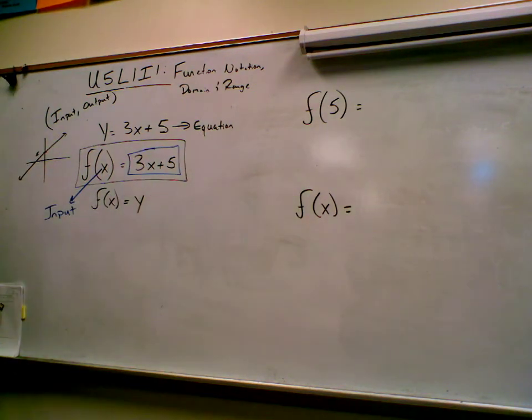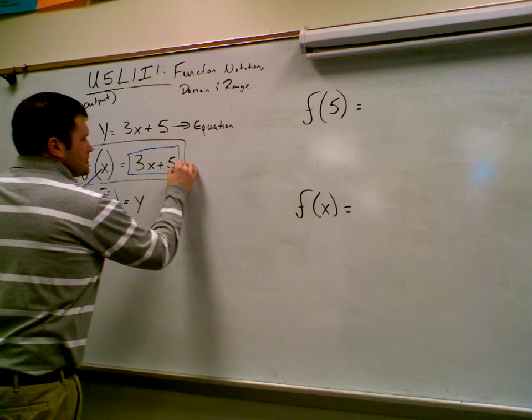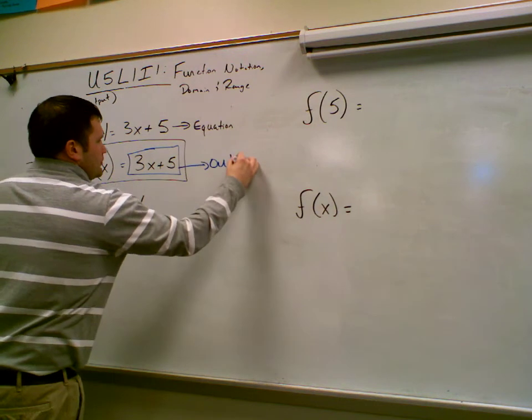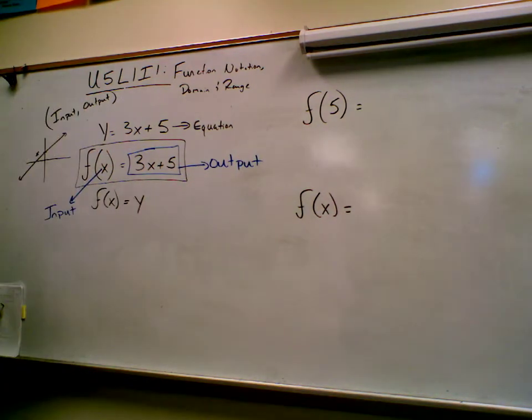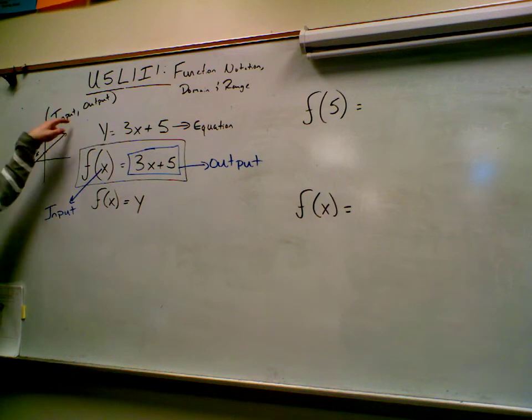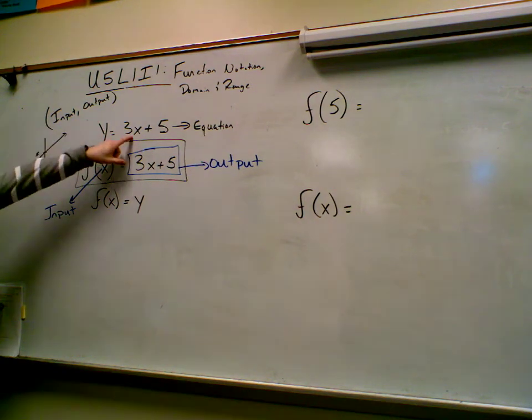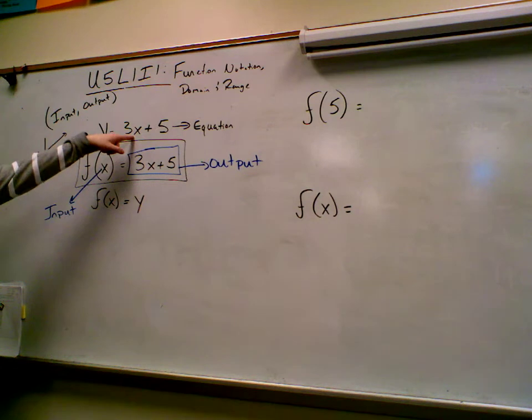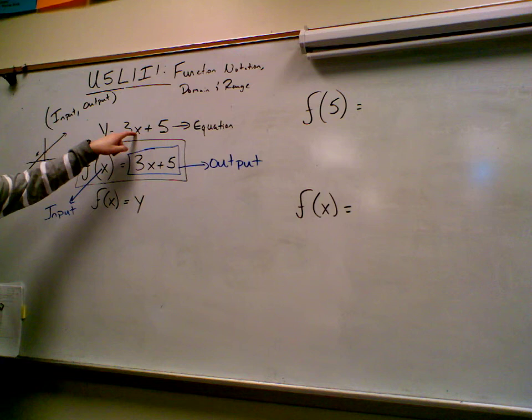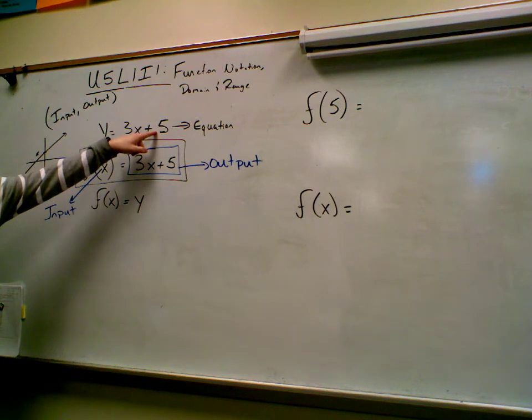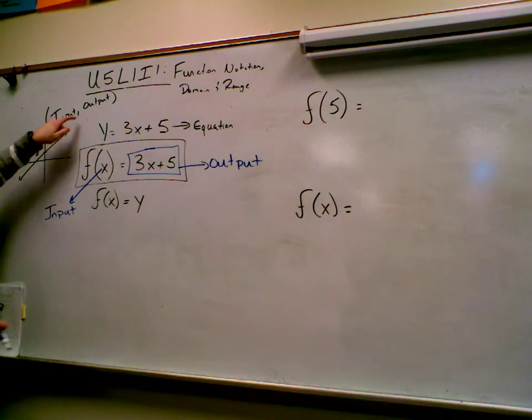The equation is my output when we plug in a given x, right? So this will give us our output. And that's why every ordered pair is input comma output. Because if I plug in x, I plug in 1, 3 times 1 is 3. 3 plus 5 is what, Jamira? 8. Okay. So the ordered pair would be 1 comma 8, right?